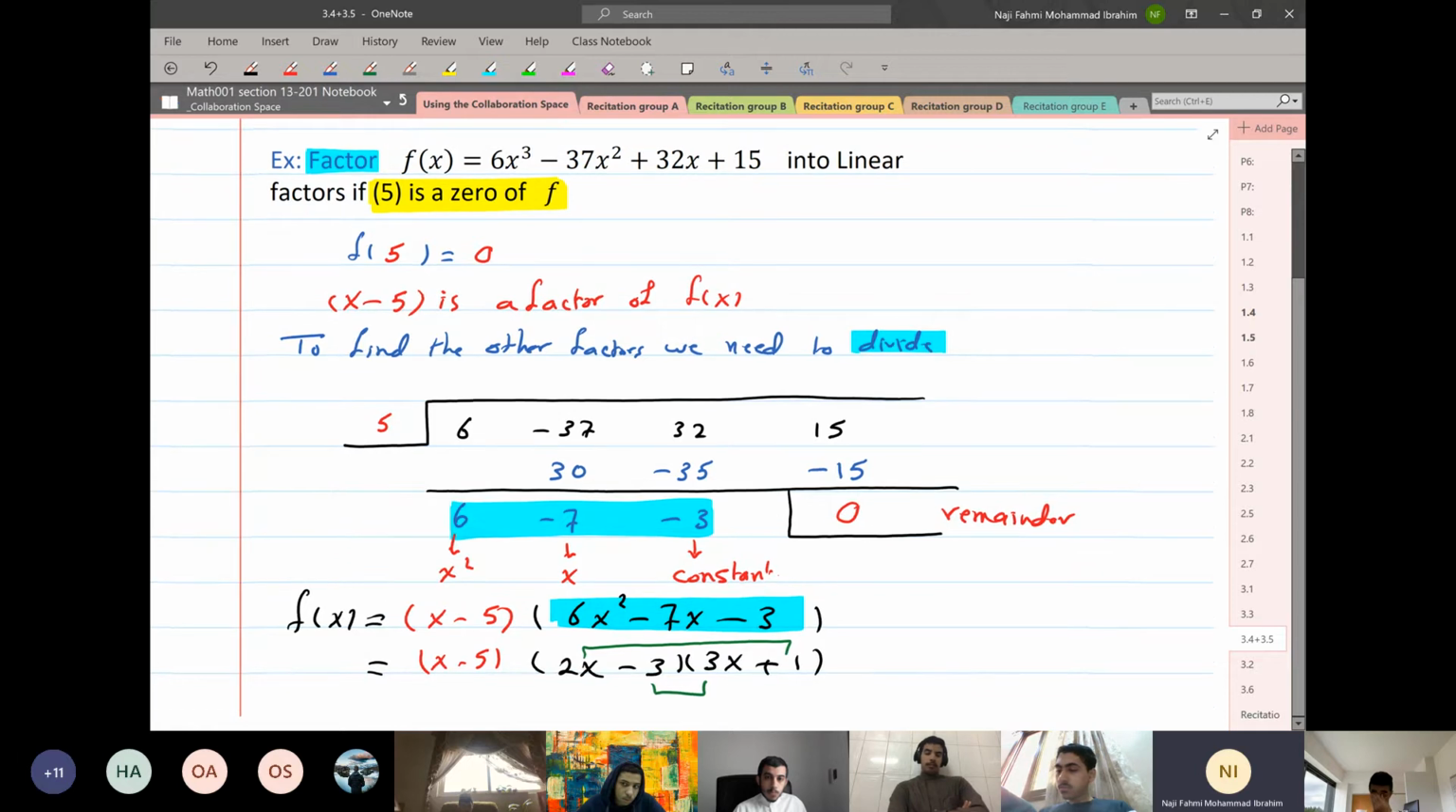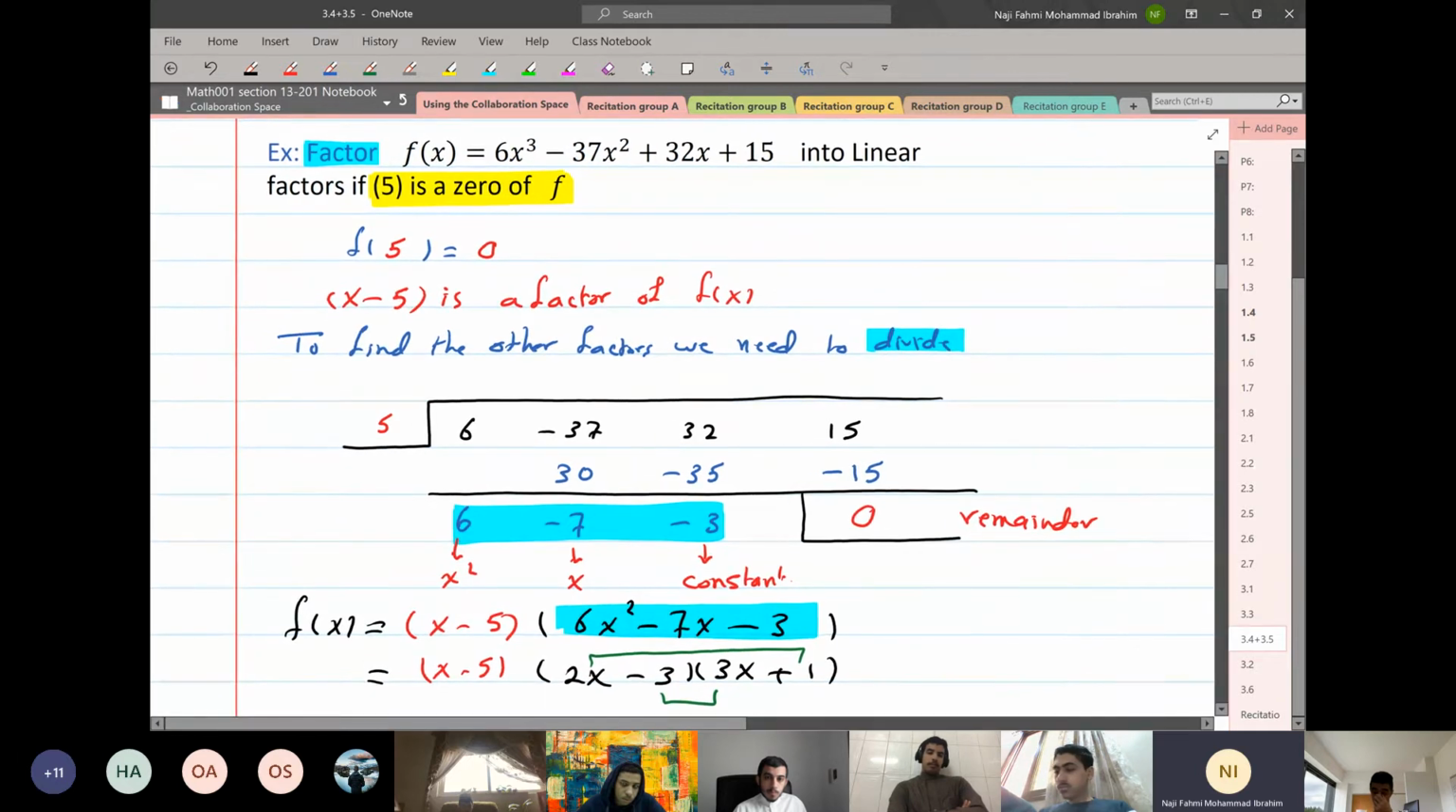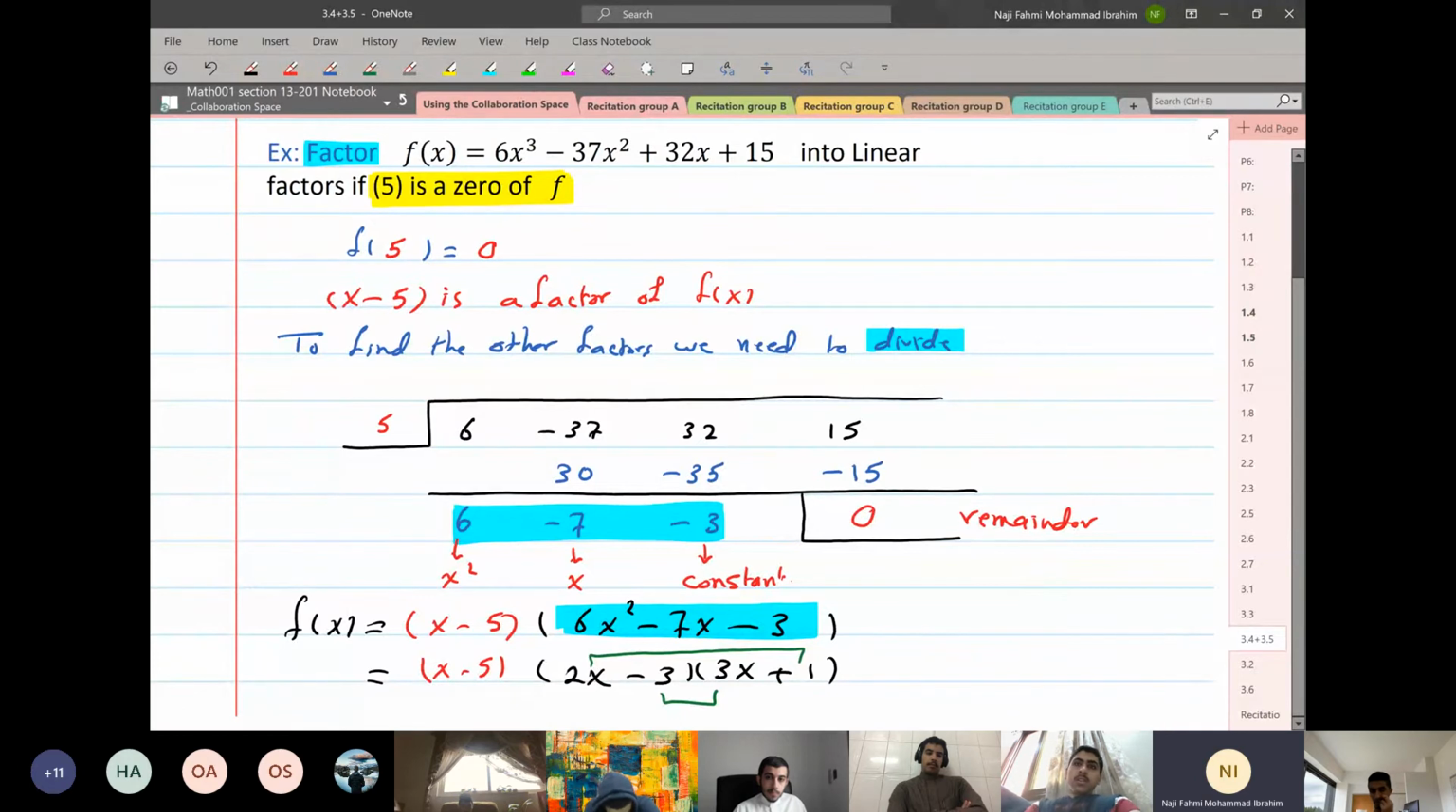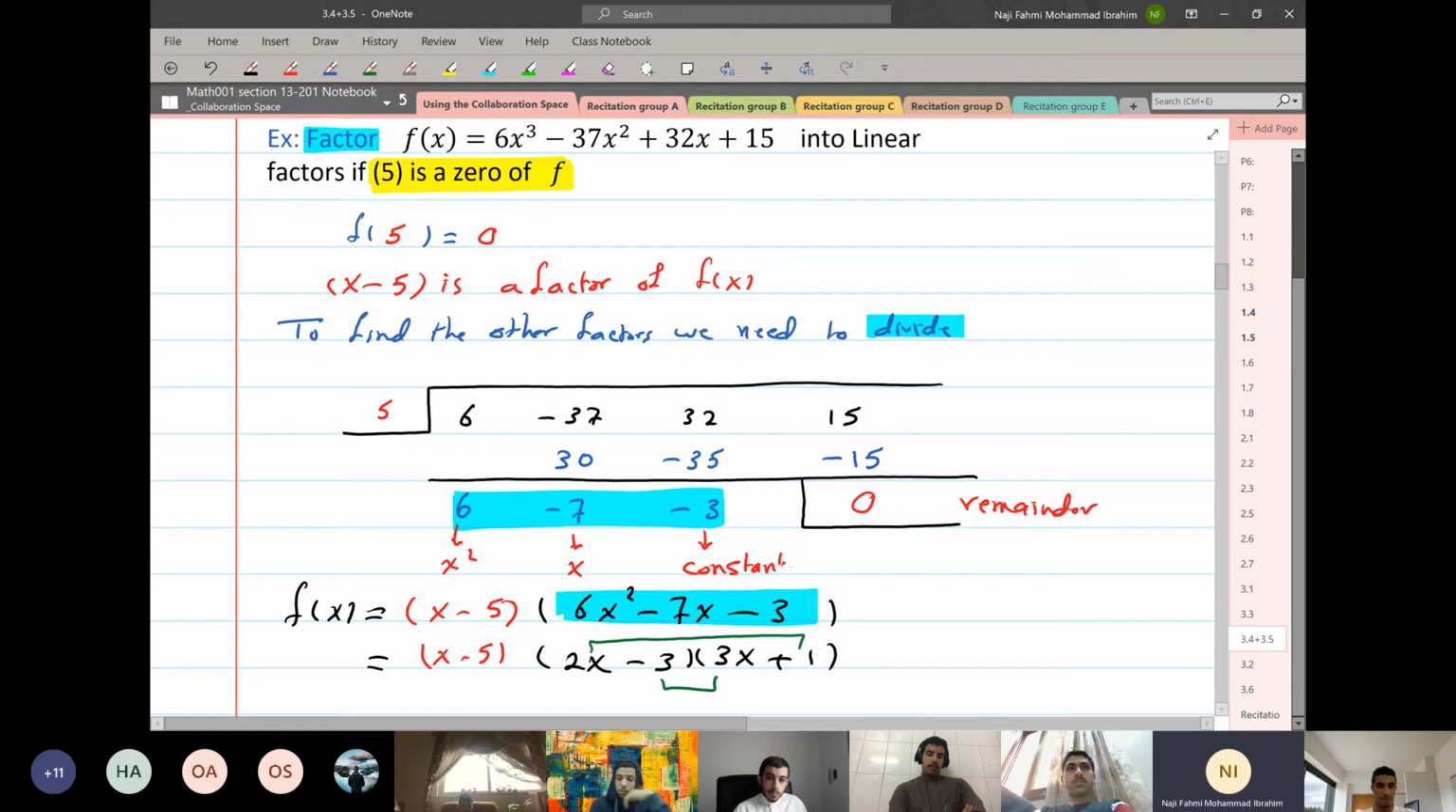So again, to find the other factors, what did we do, Shabab? We divided. We solved this question because he gave us one of the zeros. Do you see one of the zeros that is given to us, which is 5? Now, what if this 0, 5 was not given to me? How can I factor? This will be our next discussion.